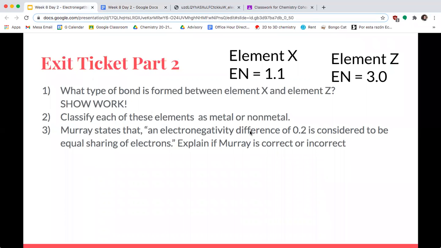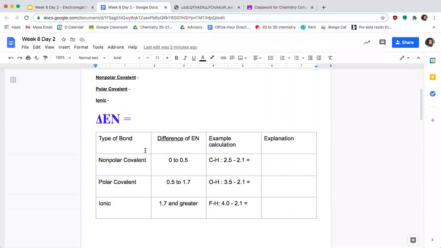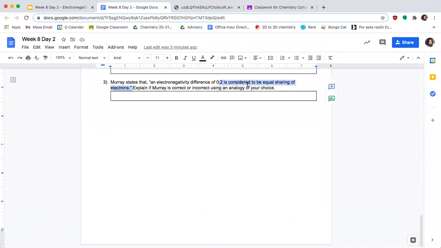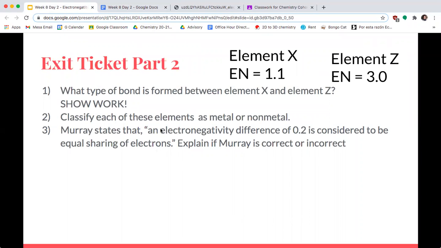Murray states that this is correct or incorrect; explain using an analogy. When I say use an analogy here, I mean use the handshake analogy. If you were to talk about seeing a difference of electronegativity of 0.2, how would you explain this in terms of shaking hands? That's what I'm asking you to do there.